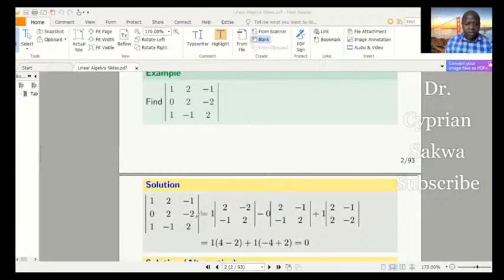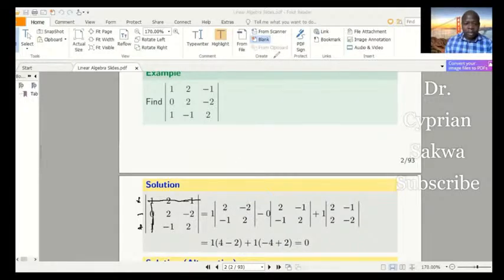And therefore, we want to do it along the first column. So it will be positive, negative, positive, as we've already said. The element there is 1. And then the determinant of the matrix that remains when I delete the row of 1 and the column of 1. That matrix is 2, negative 2, negative 1, 2. And that's the matrix I have.